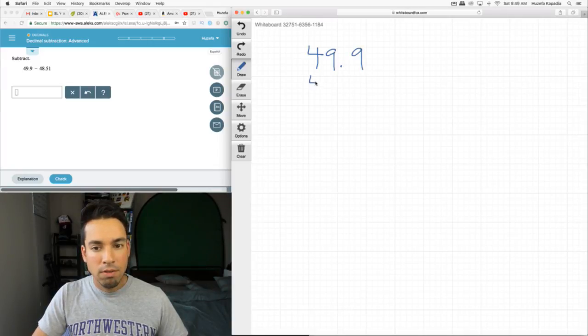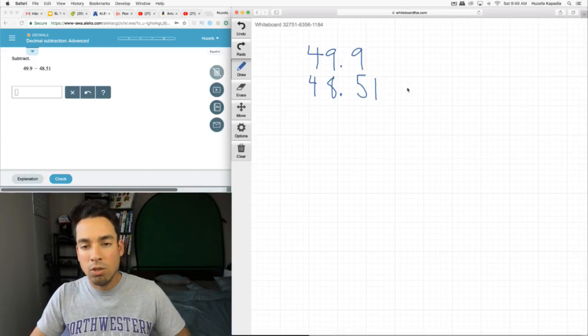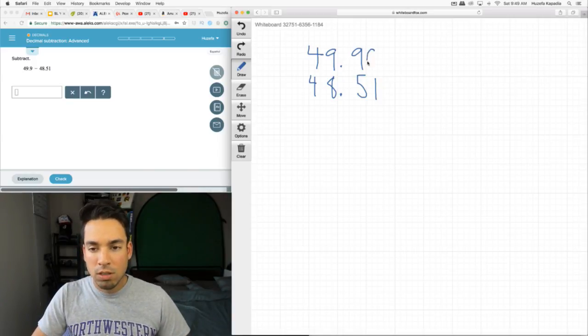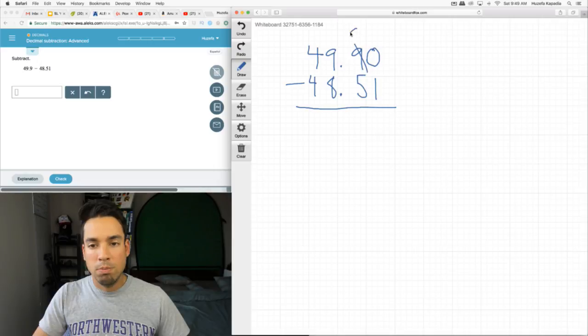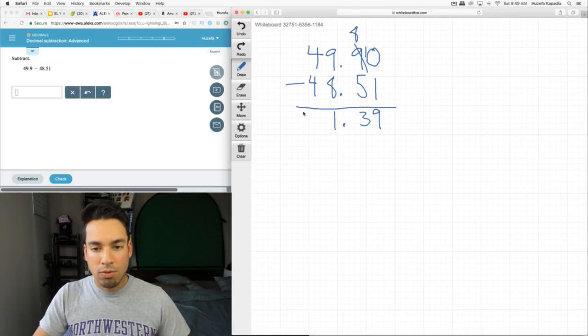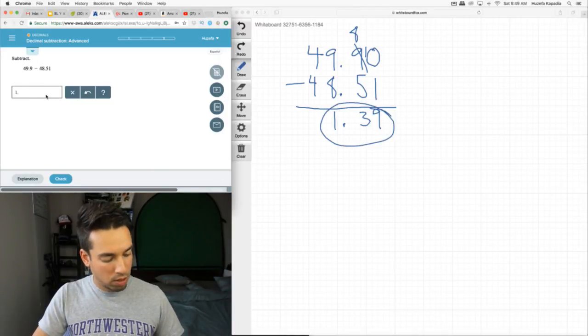49.9 minus 48. You see how the dots are lined up like that? But we don't have a digit here. It's short a digit. Well, remember, there's an infinite amount of zeros that go to the right after the decimal. So we can just throw on a 0 there, because it's there, we just didn't write it. And now we can subtract this no problem. 0 can't subtract 1, so we're going to borrow a 1 from here, and that makes it 10 minus 1 is 9, 8 minus 5 is 3, dot, 9 minus 8 is 1, 4 minus 4 is nothing, so our answer is 1.39.